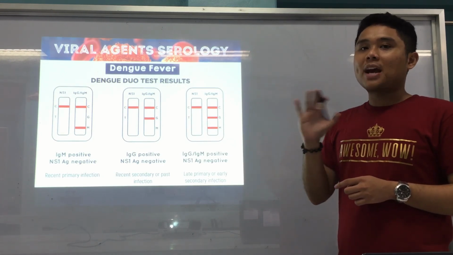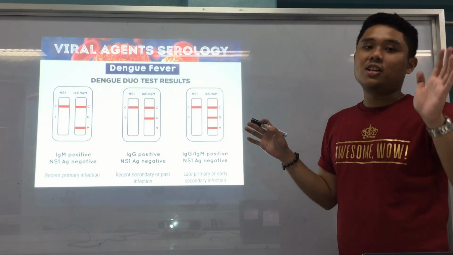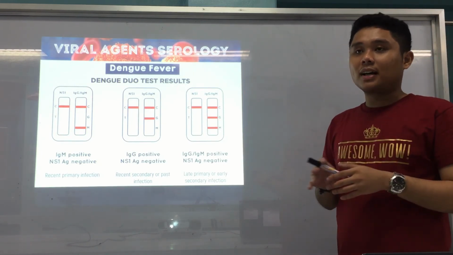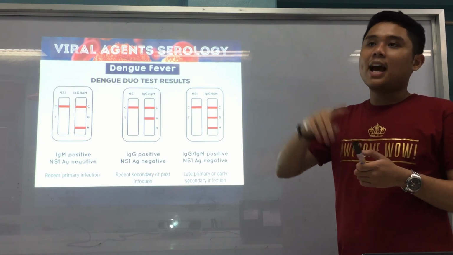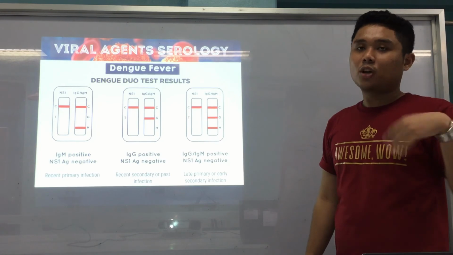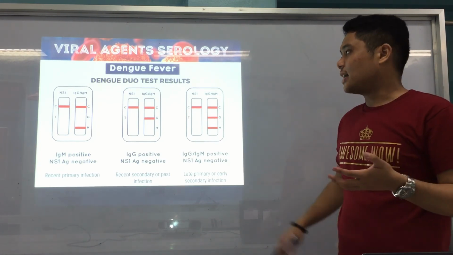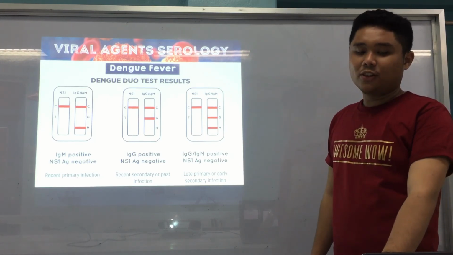So meaning, in late primary, the IgM is already decreasing, and then the IgG is starting to rise. And early secondary is because it's a secondary infection. So there is an increase of IgM, secondary, and then of course there's also IgG because of the primary infection before, right? Early secondary. Alright, so that's for the antibodies, the IgG, IgM interpretation.